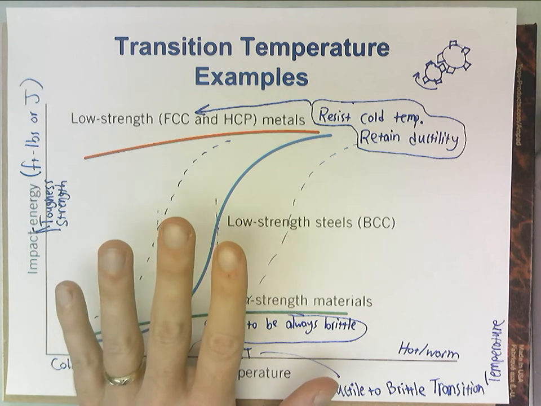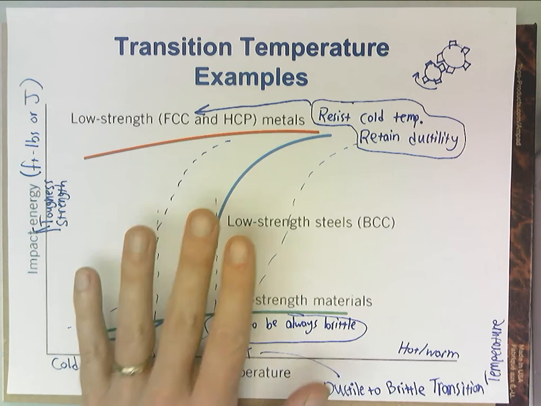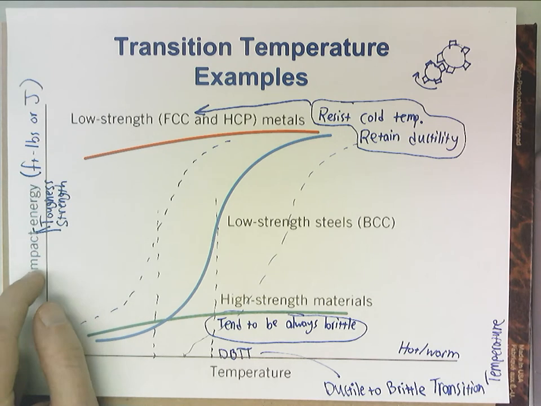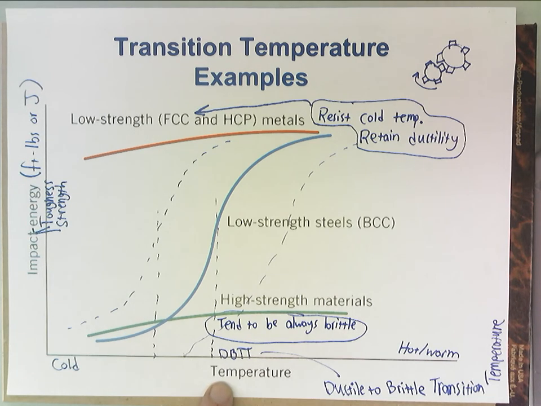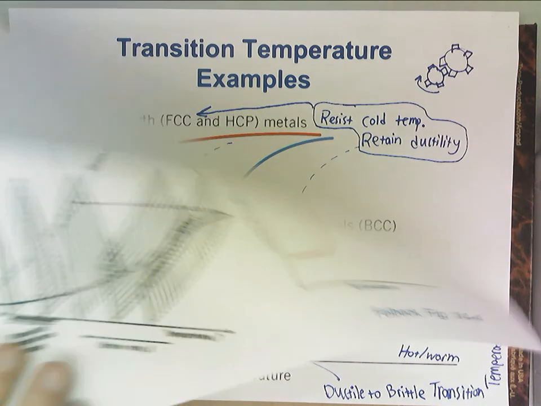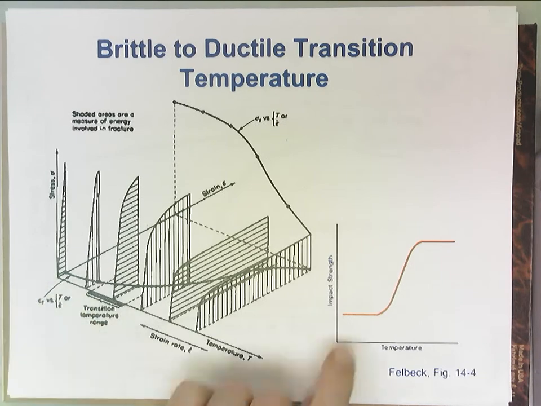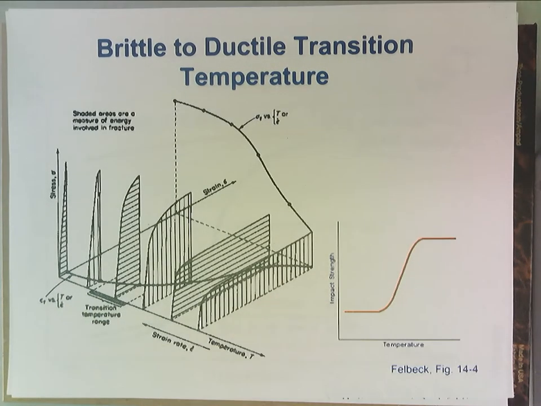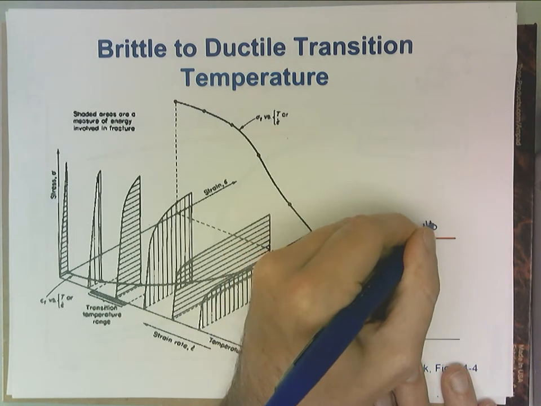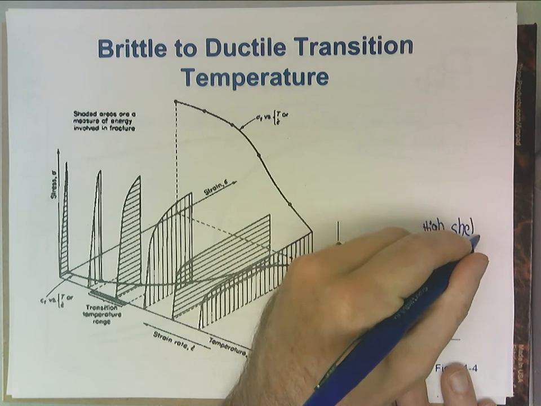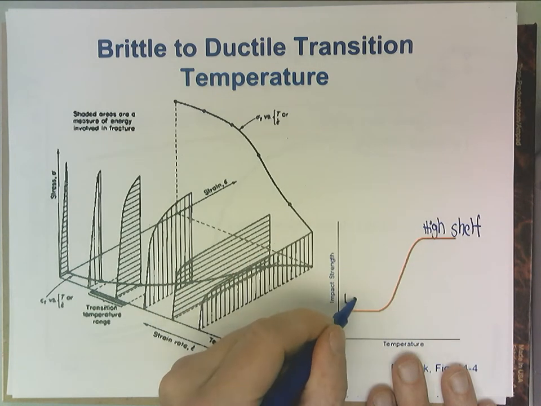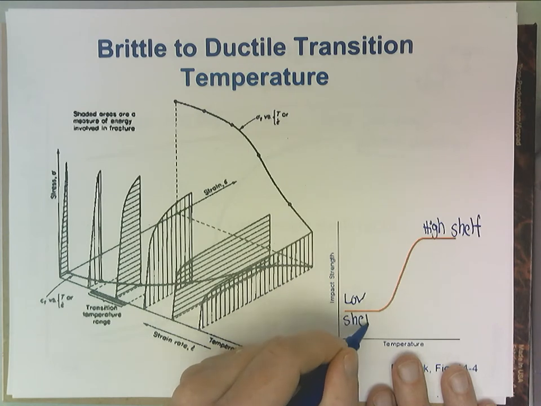So this graph tells us, how does our toughness or energy absorption relate to temperature? It's one of the reasons that we do this test. So going back to the previous slide, that's what this graph is trying to talk about. So again, this is often called the high shelf because it looks like a shelf sticking out on the graph. So guess what? This one's usually called the low shelf.